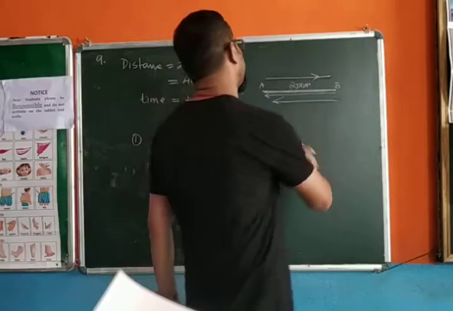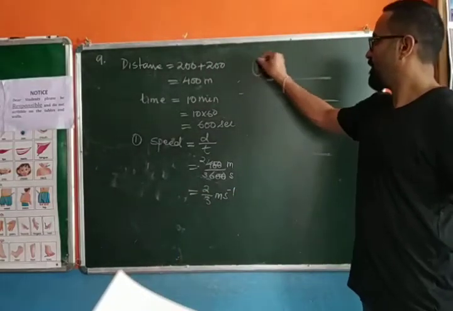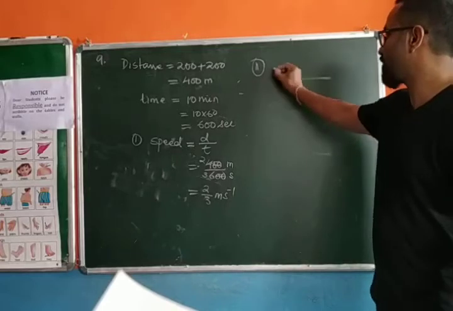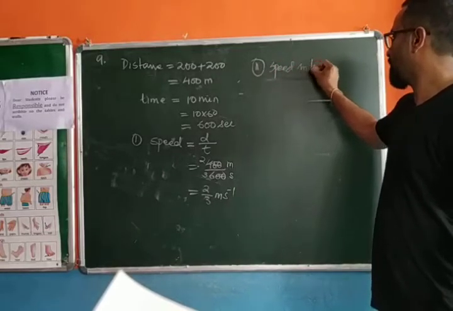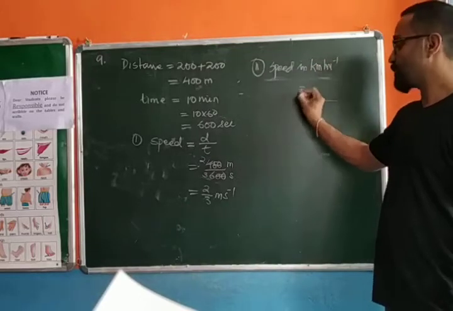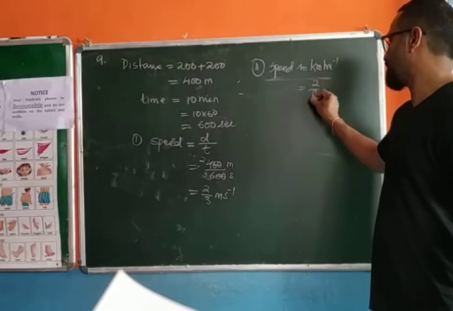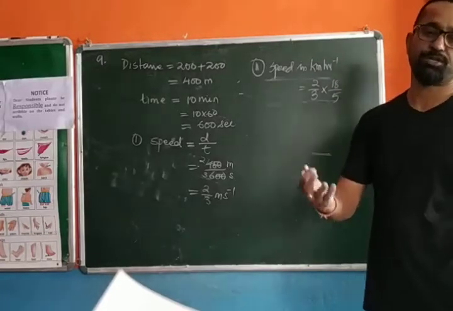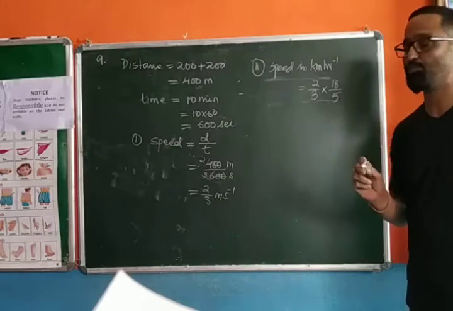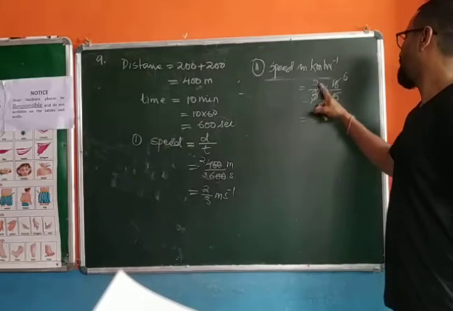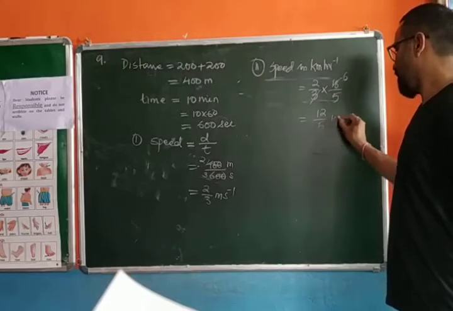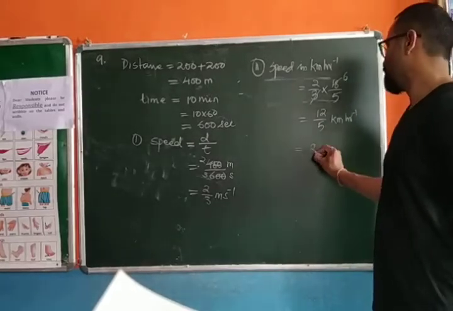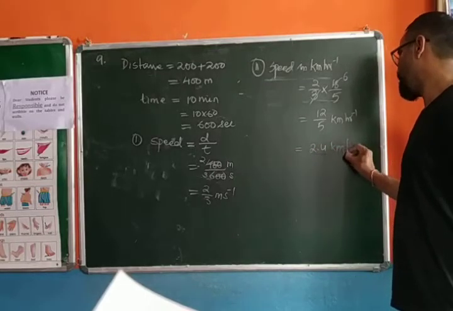Second part, the question says kilometer per hour. Distance we know, time we know, speed in meter per second we know. So straight away we can calculate speed in kilometer per hour. Write down the value which you have in meter per second, 2 by 3. Multiply this by 18 upon 5. When we convert meter per second to kilometer per hour, multiply by 18 upon 5, 6 times 2 is 12 by 5 kilometer per hour. You can write in mixed fraction or you can write in decimal, 2.4 kilometer per hour.